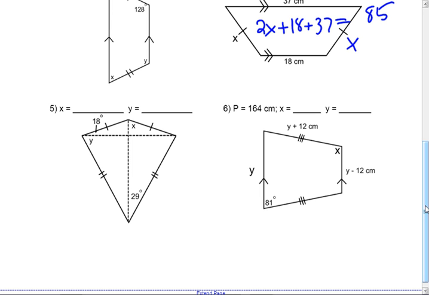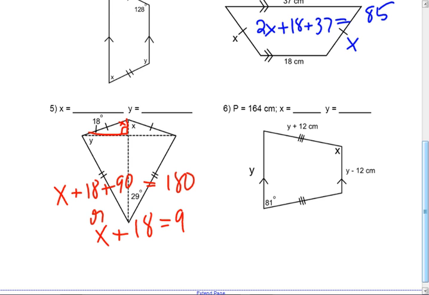Okay, you ready? Number 5, I see a lot of right answers, so that's good, but I don't know if it's for the right reason. If this is 18, what's this little angle right here? 90. So these are equal, x and x. So x plus 18 plus 90 equals 180, or x plus 18 equals 90. I can remember they're complementary. So x is 72.